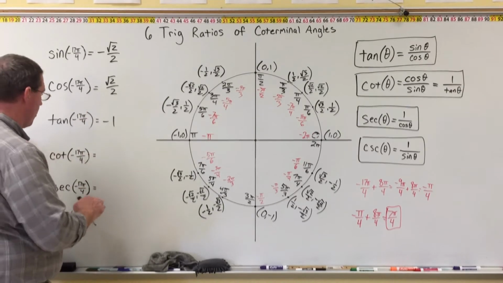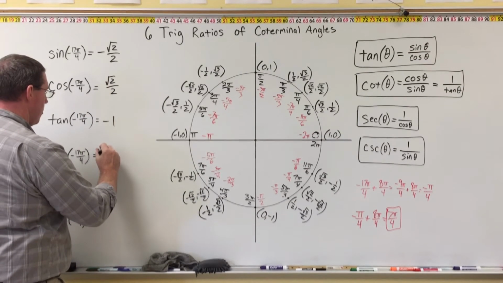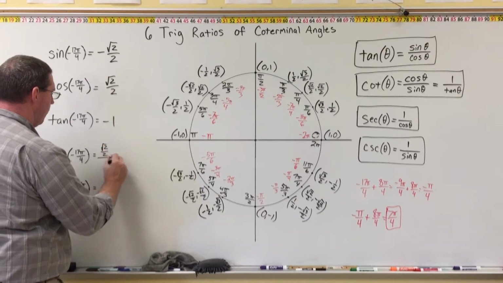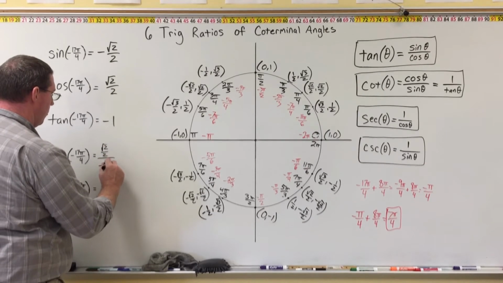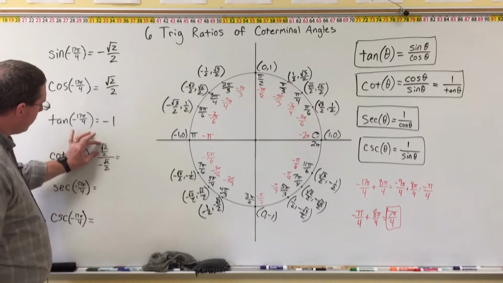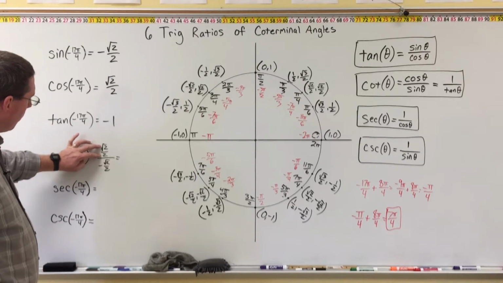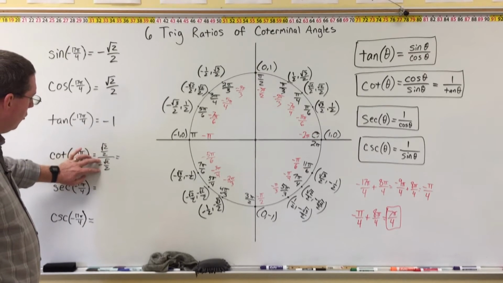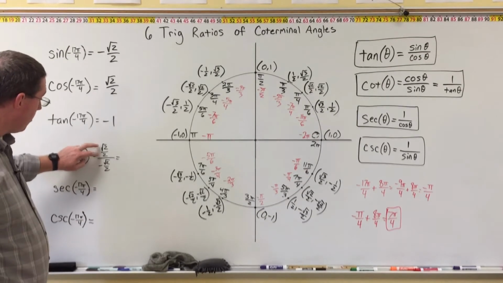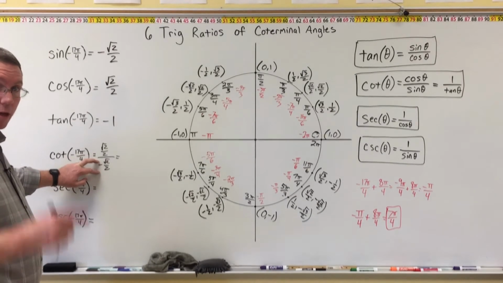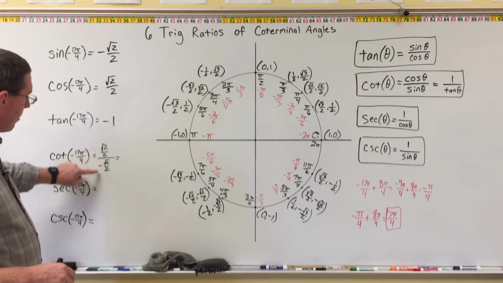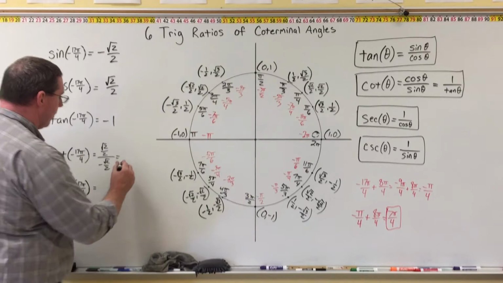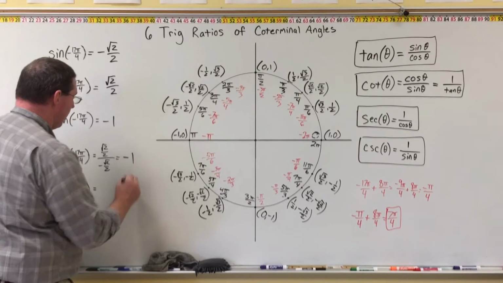Cotangent is cosine over sine. Cosine is square root of 2 over 2 divided by negative square root of 2 over 2. Well, look, we have the same thing in the top and the bottom. Square root of 2 over 2 divided by square root of 2 over 2 is 1, because we have the same thing divided by the same thing, right? So the answer is 1, except that we have a positive divided by a negative, which makes it a negative. So cotangent is negative 1.